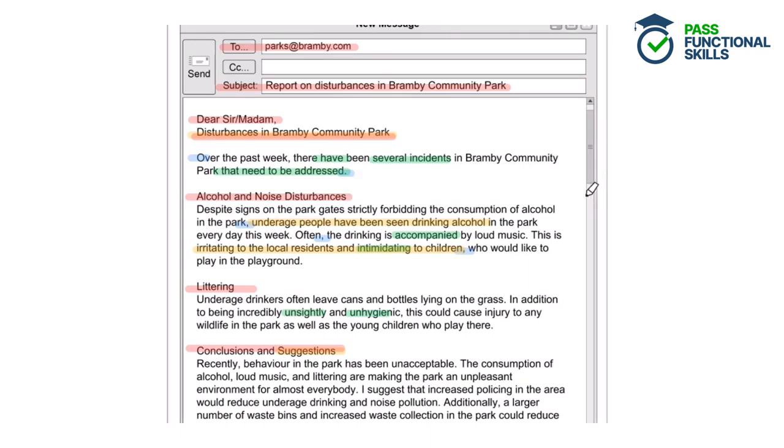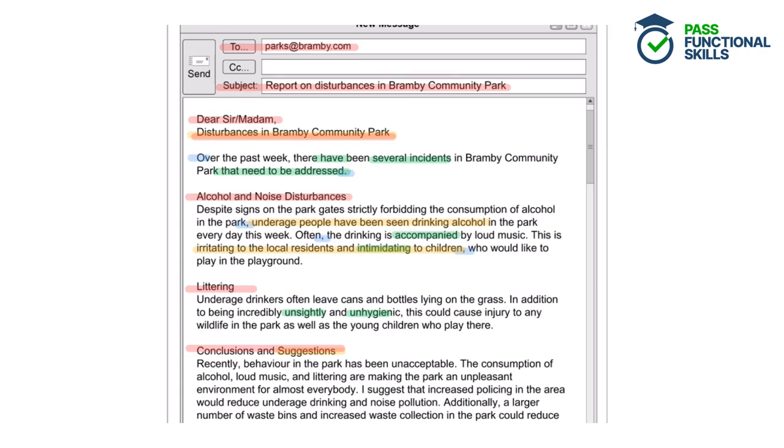Familiarise yourself with all the different text types that might come up in the exam, and then you will be able to apply these in your own answers. Your answers will also need to be cohesive. Now, this essentially means that you are linking ideas together and joining everything up so that the answer flows effectively.